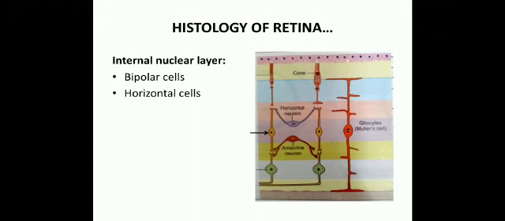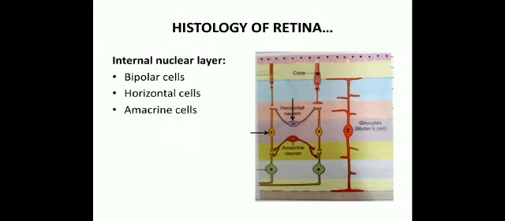Another type of cell is the horizontal cells. They give off processes that run parallel to the retinal surface, and these processes enter the outer plexiform layer and synapse with the rods, cones and dendrites of the bipolar cells. The horizontal cells are oriented parallel to the layers of the retina. Here we can see the horizontal cell body in the internal nuclear layer, and the two processes in the external plexiform layer.